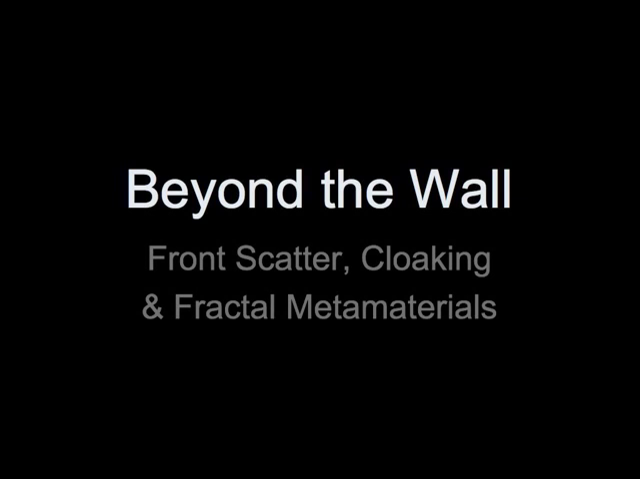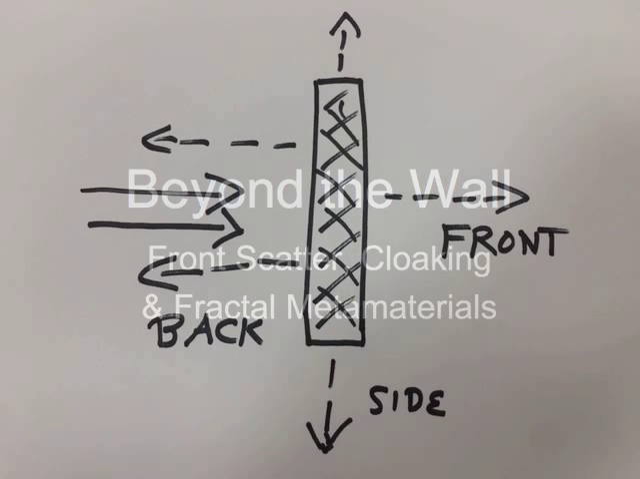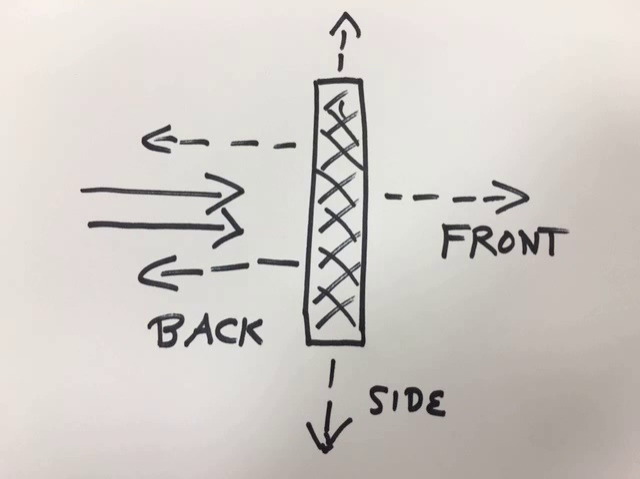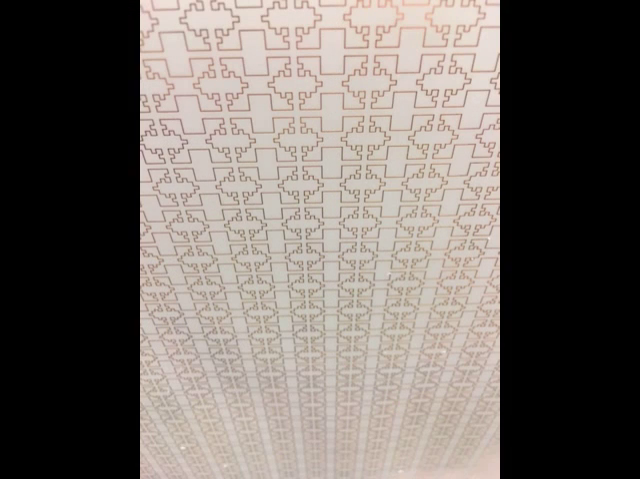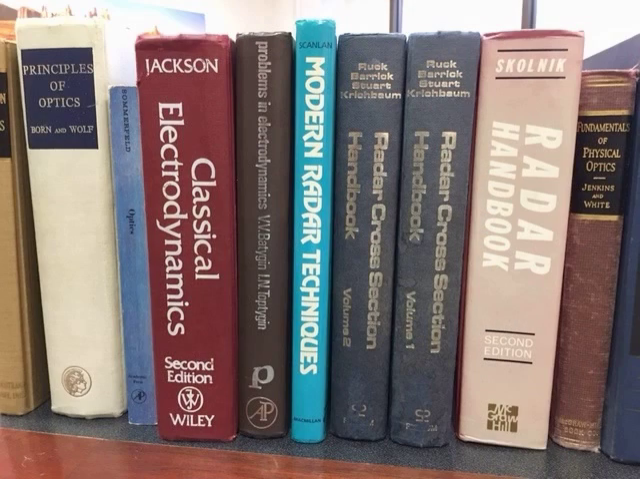In this video, you're going to see an exciting and surprising demonstration of an invisibility cloak. We're going to show you how to get front scatter around an electrically large metal wall by using fractal metamaterials. You won't find this in any textbooks, so be prepared for something new.